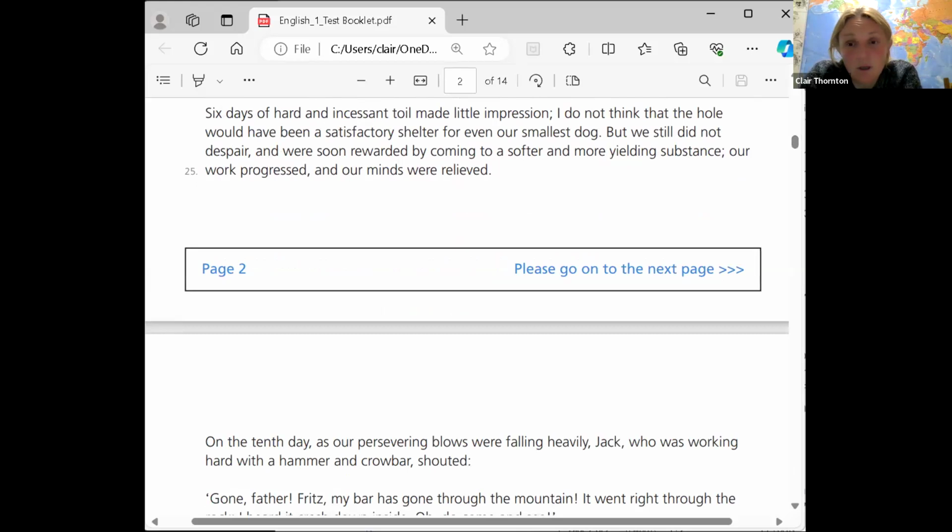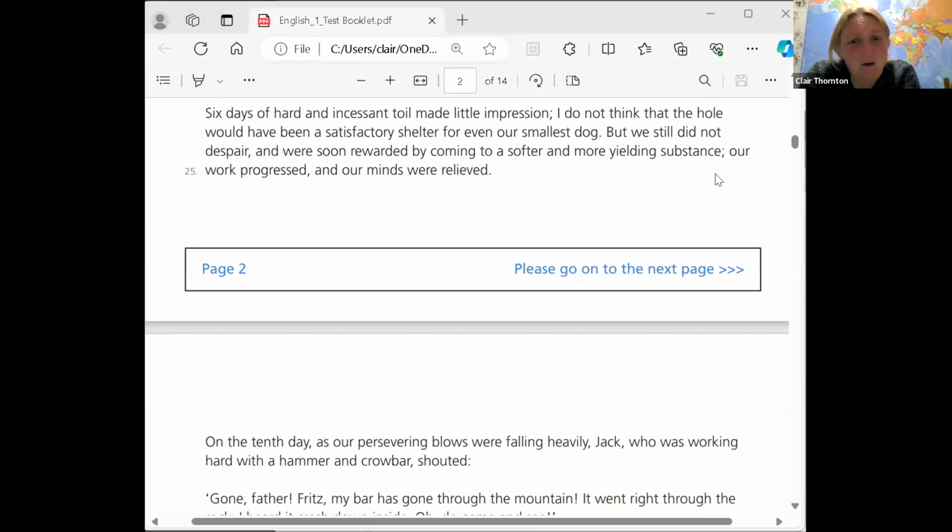So what we're looking at here: why did the family feel relieved after they'd started their work? Let's go through the options. They knew they couldn't get any further and could stop working. I don't think that suggests that. They'd finally begun to make some progress, possibly. Somebody rewarded them for their 6 days of work. No, it says 6 days of work, but it doesn't say anything about them being rewarded by someone else for that. They realised they could fit their dog in the hole.